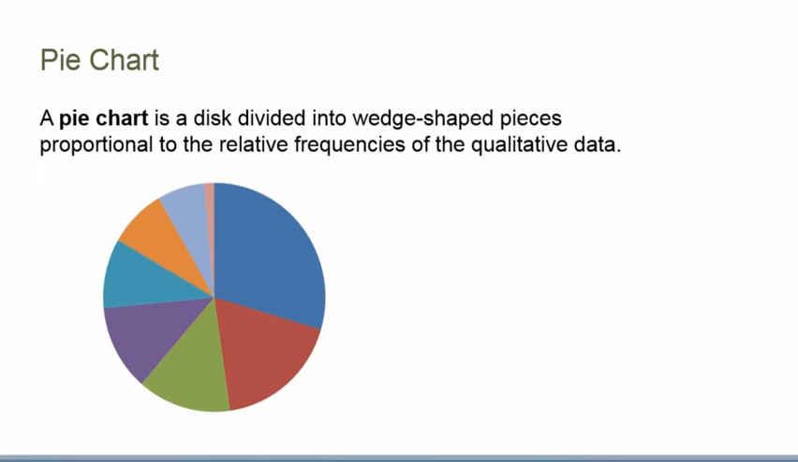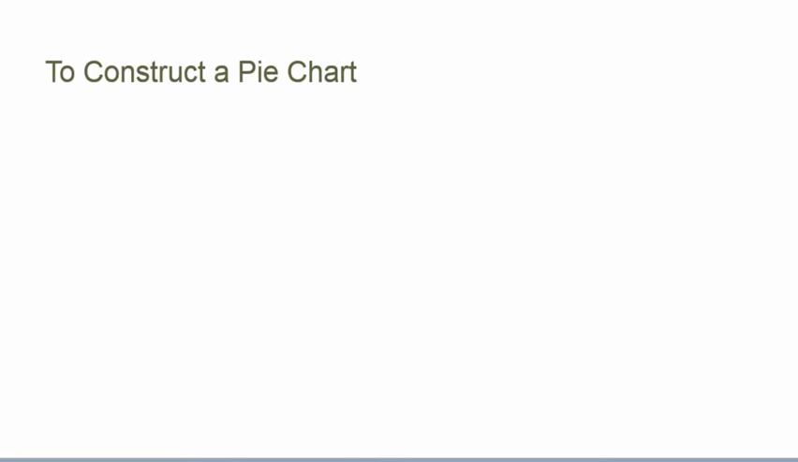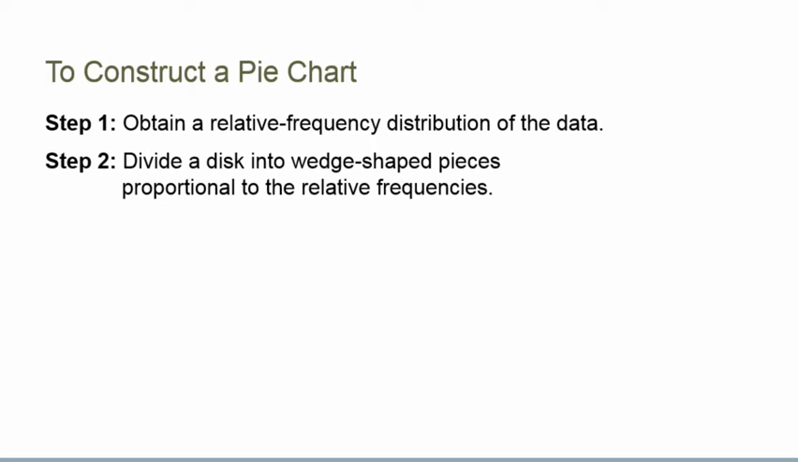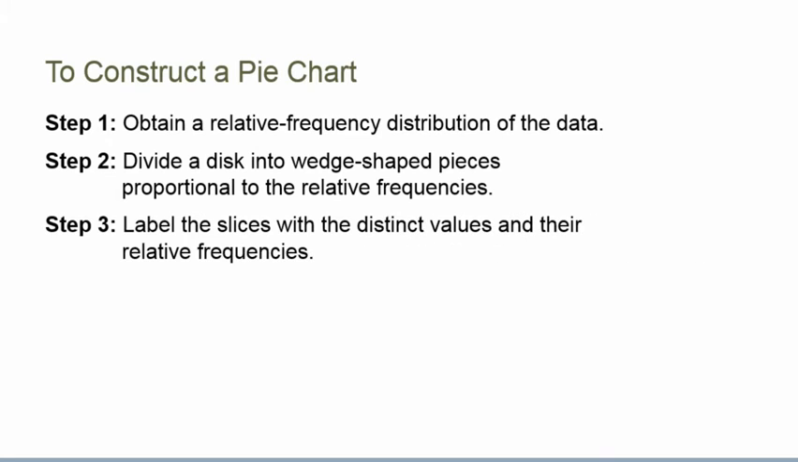Pie chart. A pie chart is a disk divided into wedge-shaped pieces proportional to the relative frequencies of the qualitative data. The pieces of the pie chart will always add up to 100% or the sample size. To construct a pie chart, Step 1. Obtain a relative frequency distribution of the data. Step 2. Divide a disk into wedge-shaped pieces proportional to the relative frequencies. Step 3. Label the slices with the distinct values and their relative frequencies.